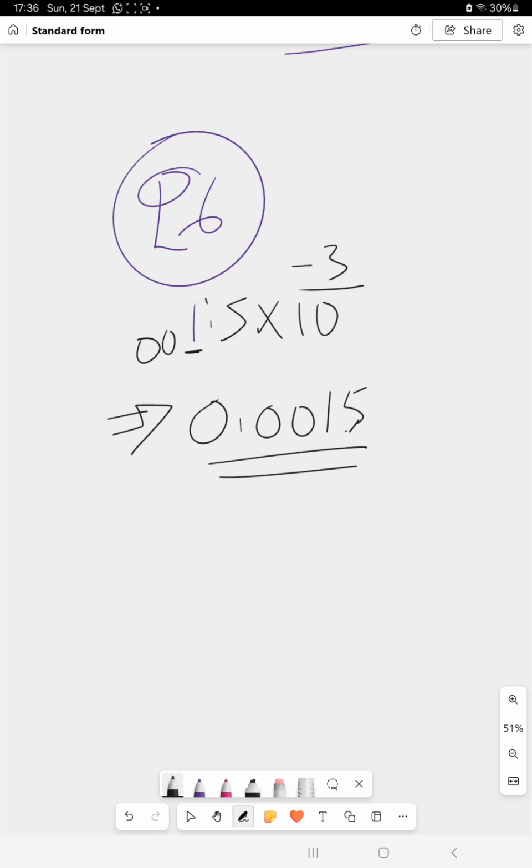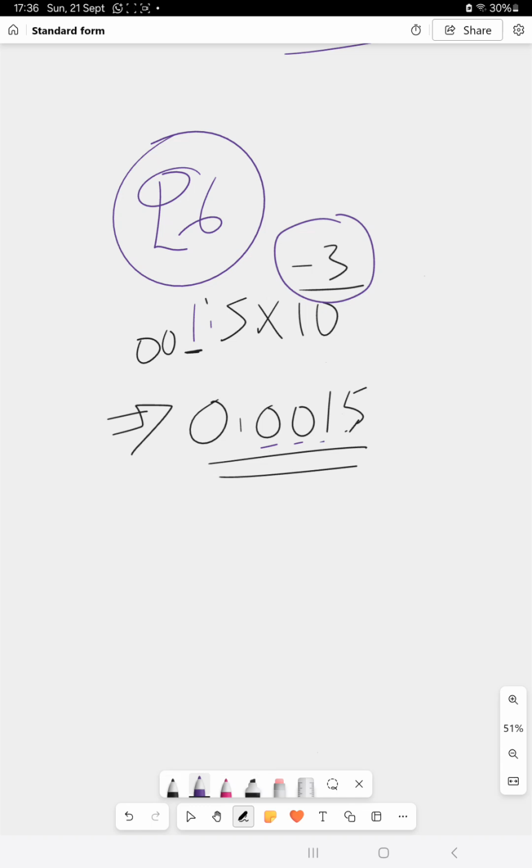Please take note at this point. If you count this one, 1, 2, 3, you realize that if you are to write it in standard form, you bring it at this point here. That's why we have this negative 3 here. Let me do the second question.